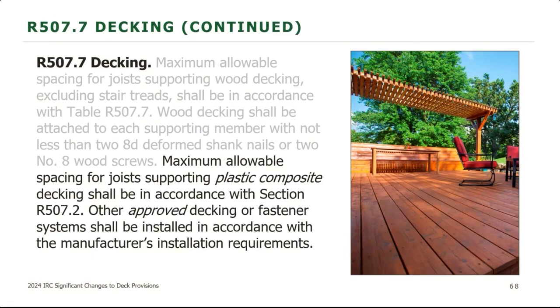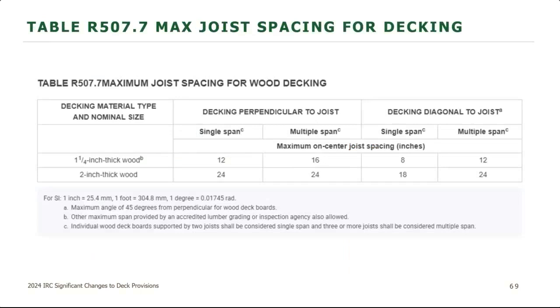Also, if you're using plastic composite decking, go back to that materials section, 507.2, and look there. If you have other decking materials, again, install those per the manufacturer's installation instructions. And then here is that table for the maximum joist spacing based on the wood decking. So again, for joist spacing, you do have to look at the joist table that was in our 507.6, but also pay attention to the decking section here, because that could also affect the joist spacing.